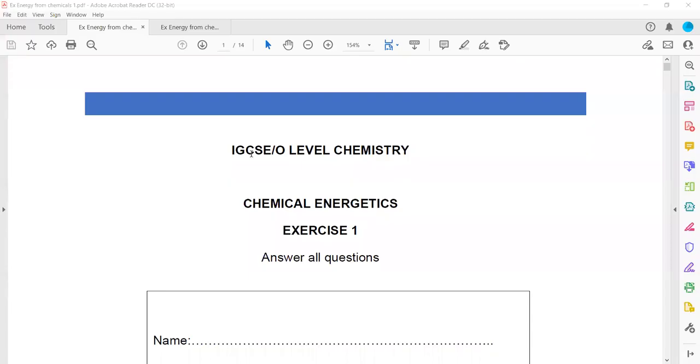The chemical energetics. Last week we discussed this topic, in which there are two types of chemical reactions in terms of energy change. A reaction can be endothermic, which takes in energy, and a reaction can be exothermic, which gives out energy.